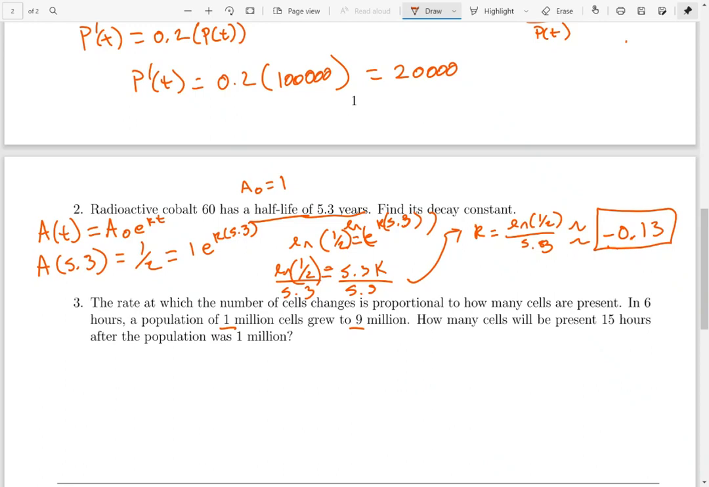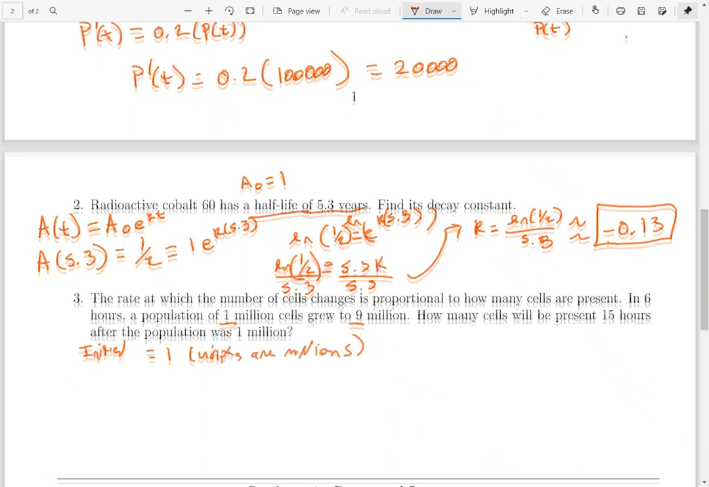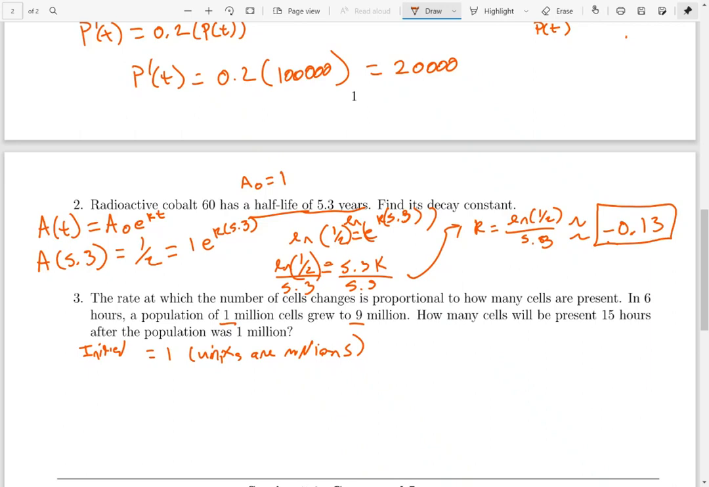And so if that's the case, our initial value is going to be 1, where our units are millions, like I said. Then we're told that in 6 hours, a population of 1 million cells grew to 9 million. So what that means is that we really can just assume that since our initial is 1, our population function is going to be equal to 1 times e raised to the kt. And so P of 6 is going to equal 9, which is of course then going to equal e to the k times 6.